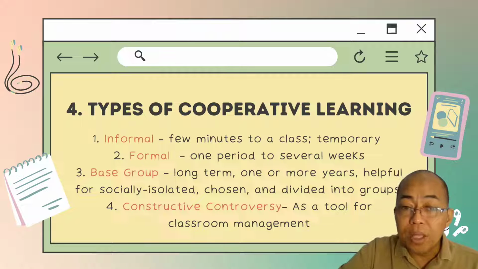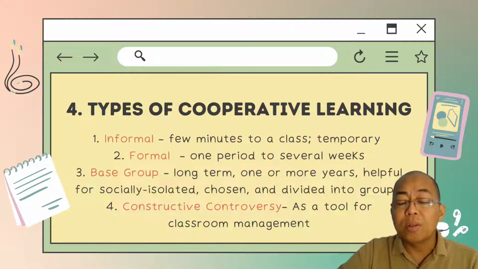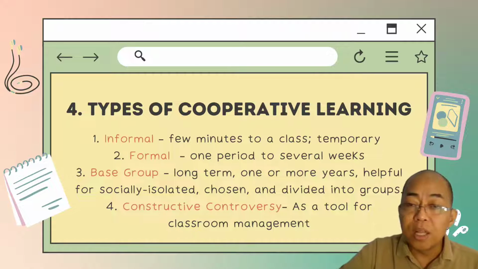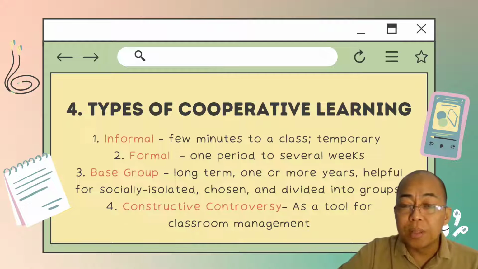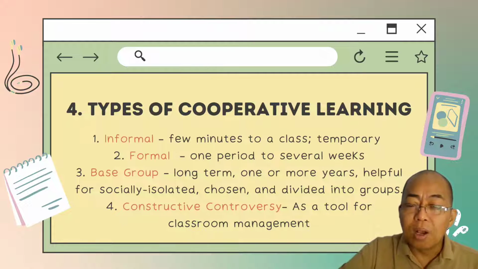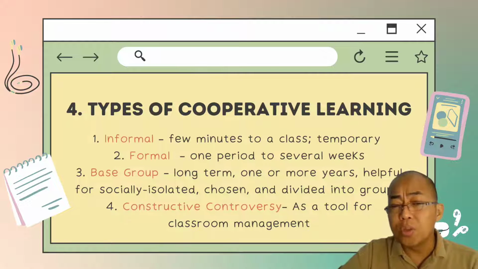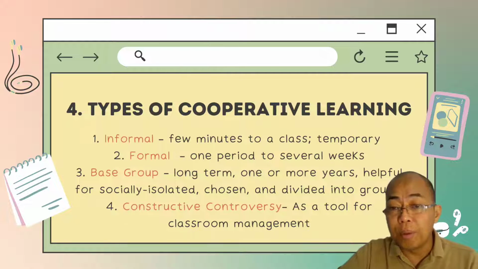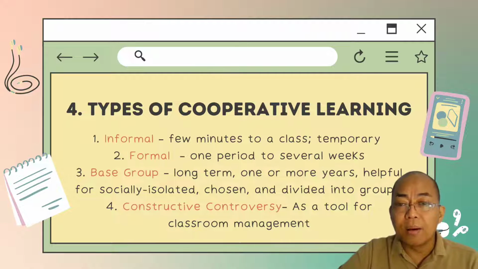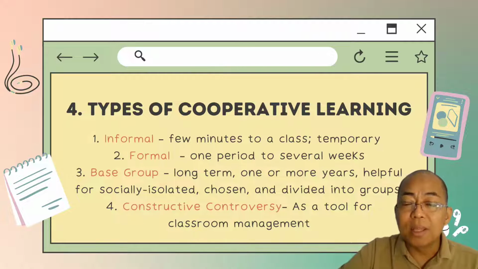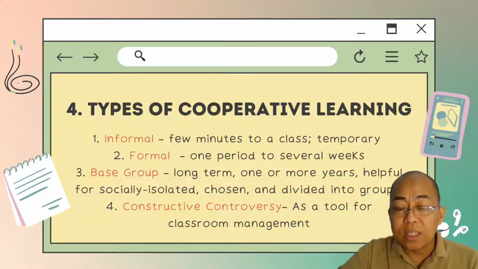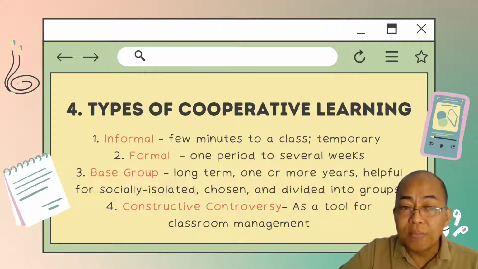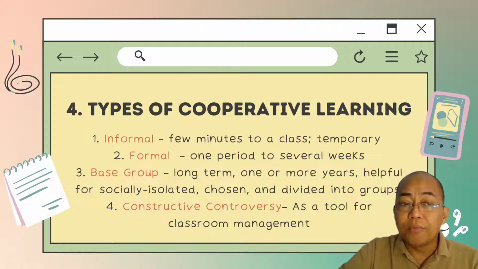At the same time, the materials that will be used. Very important in cooperative learning, particularly, that when you give materials, you do not give the same materials. That means for each member, let's say you have a group of 4 students, you need to prepare materials good for 4 members. Each member will read material, but they're not reading the same materials. That's the idea. So that's second. Number one is specify the objectives of the lesson. In formal cooperative learning, it is very important for the teacher to specify the objectives of the lesson.